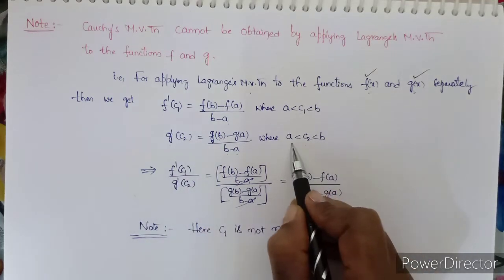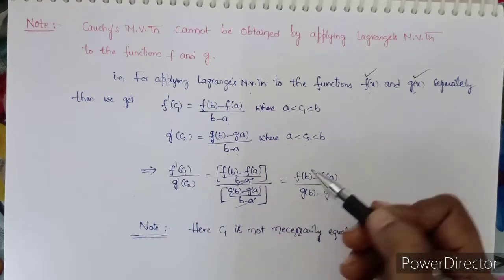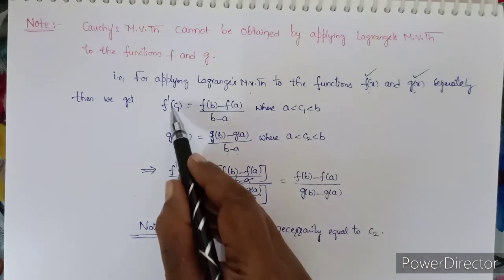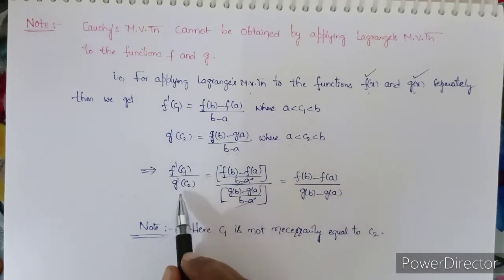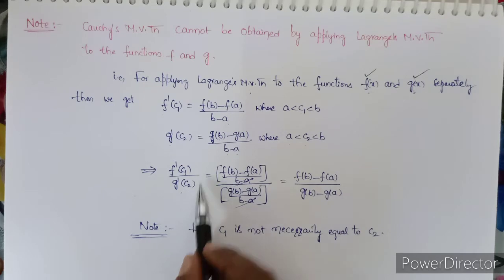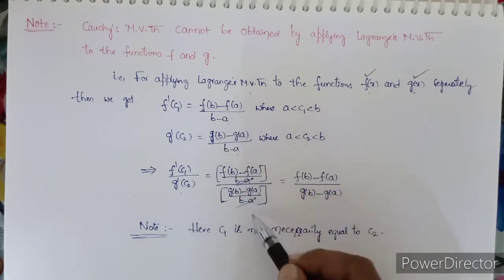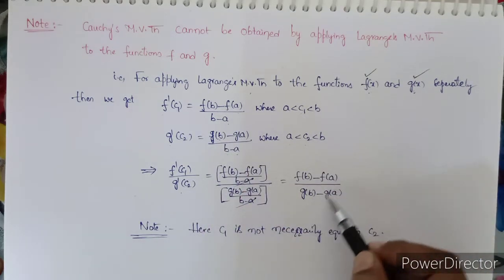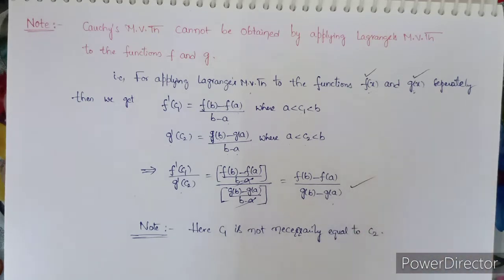Here also c2 belongs to the open interval a comma b. There exists at least one value. Now on dividing these two, f dash c1 by g dash c2 is equal to this by this. Cancel b minus a. F of b minus f of a by g of b minus g of a. It is looking like a Cauchy mean value theorem.